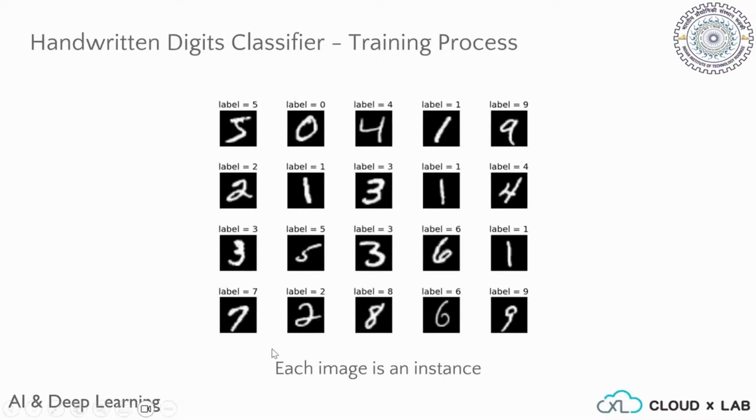So each image is an instance. Instance means a data point, an input. Here, since we are dealing with images, input means images. Similarly, label means its class. So if the first input's class is, let's say, 5, or the first input's category is 5, then the label is 5. So label means output label.